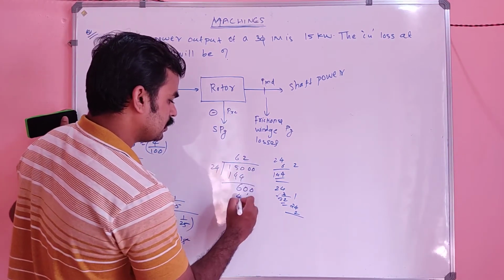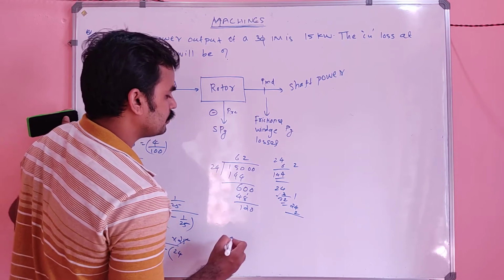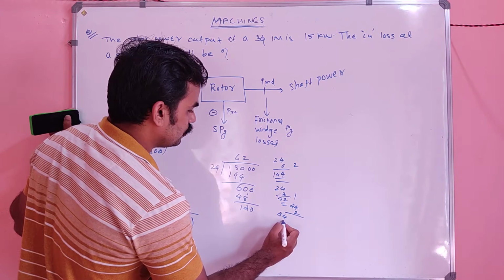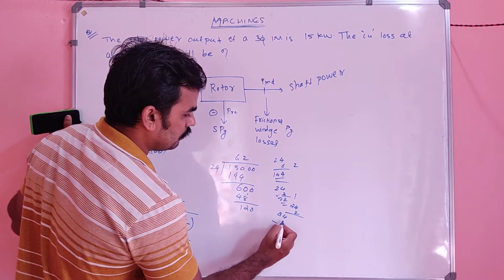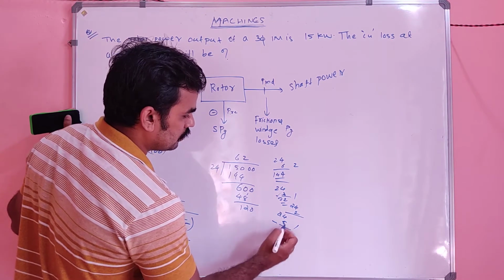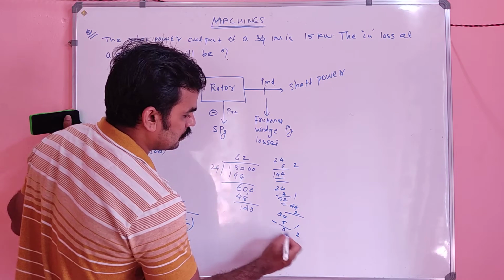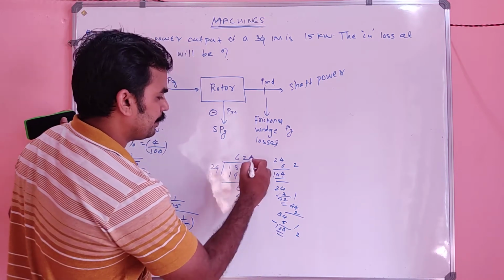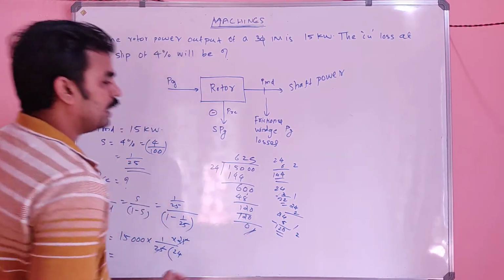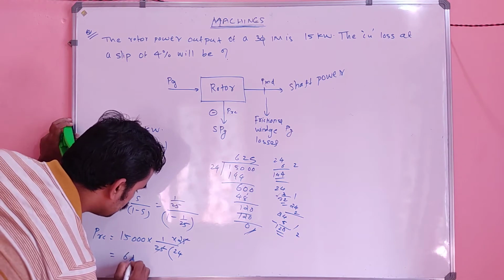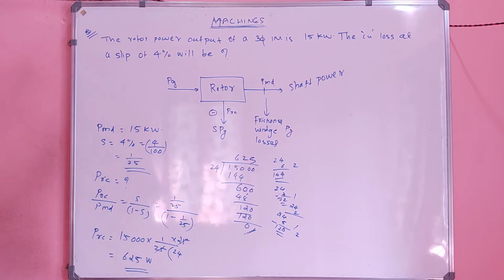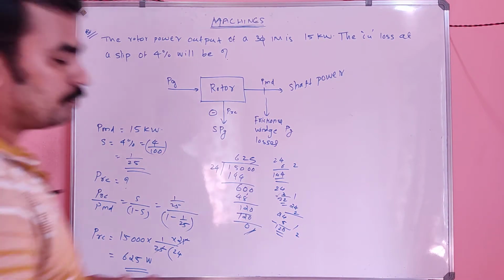48, right? Again 24 into 24. Correct. 5. Okay, so the answer will be what, my dear? 625 watt. That is the rotor copper loss. Is it clear?